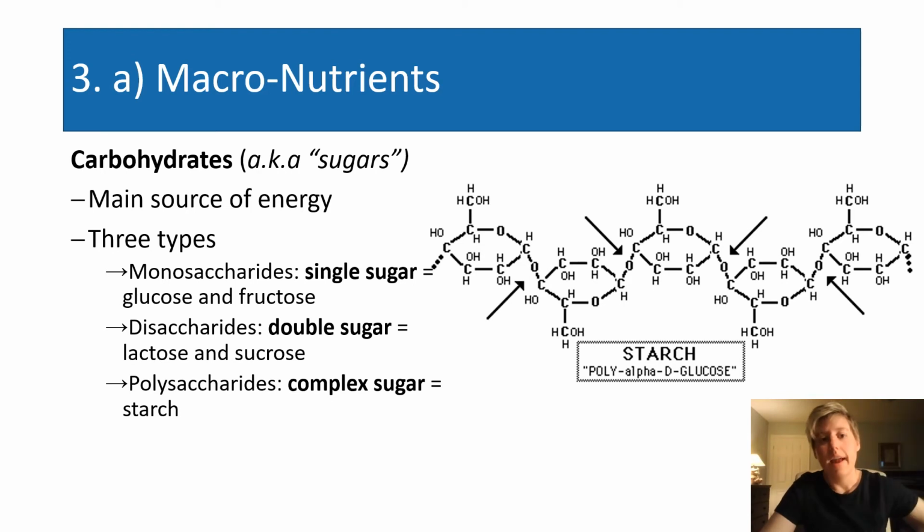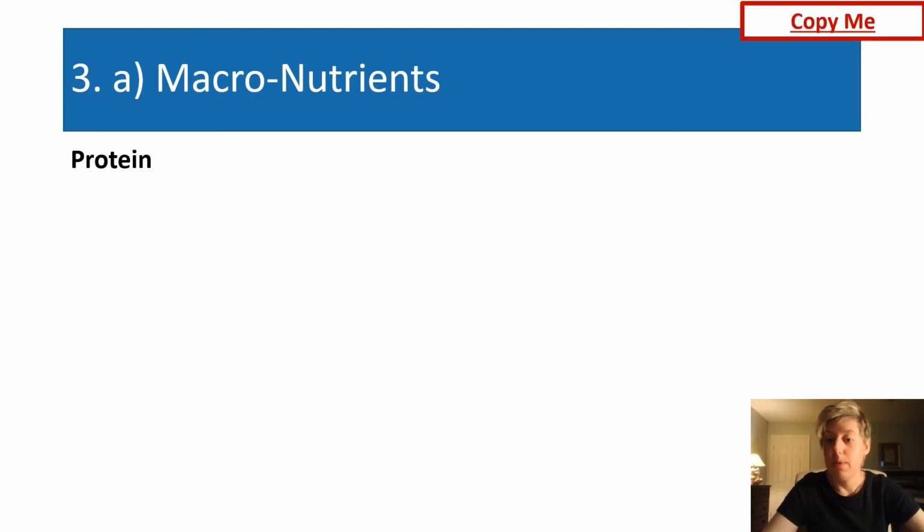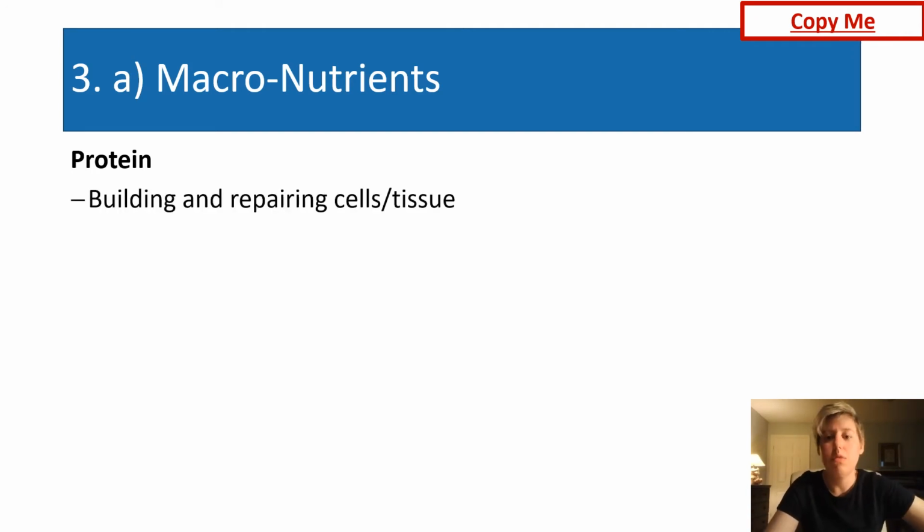Now, our next category of macronutrients are proteins. Now, proteins can be used as a source of energy, but it's not the key thing that your body uses it as. It actually uses protein really for building and repairing cells and tissues, because most of your cells and tissues, particularly muscle tissue, the main building block is protein. So whenever you consume protein, your body will be using that to help build and repair those things.